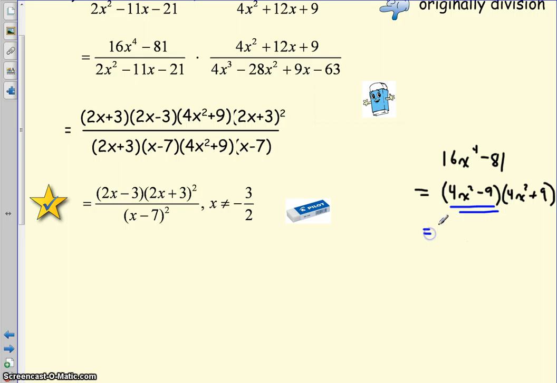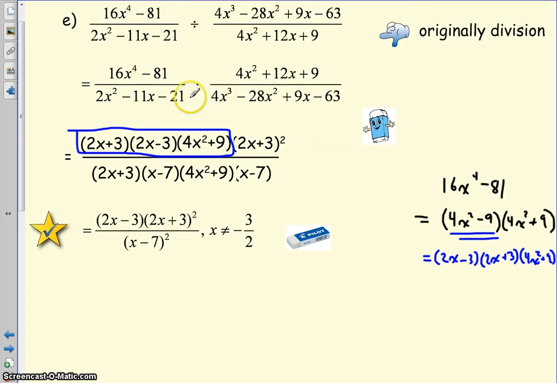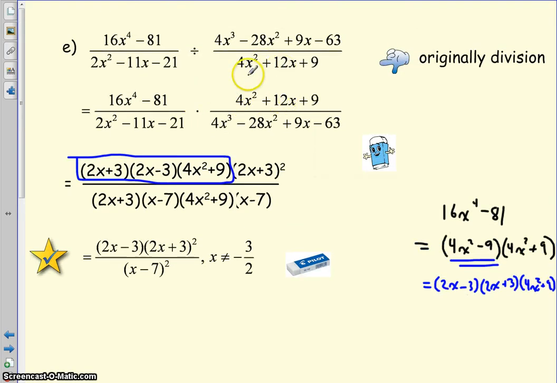So that factors into 2x minus 3, 2x plus 3. And again, this 4x squared plus 9 is still hanging around. That hasn't gone anywhere. Okay, so if you're wondering where that first part of the factoring came from, that is all coming from 16x to the fourth minus 81. Okay, so 4x squared plus 12x plus 9 is a perfect square trinomial. It factors into 2x plus 3 all squared. This is a complex trinomial. It factors into this down here.